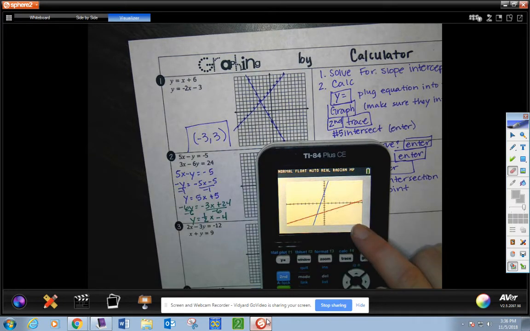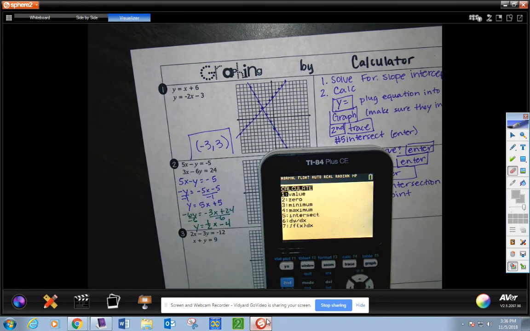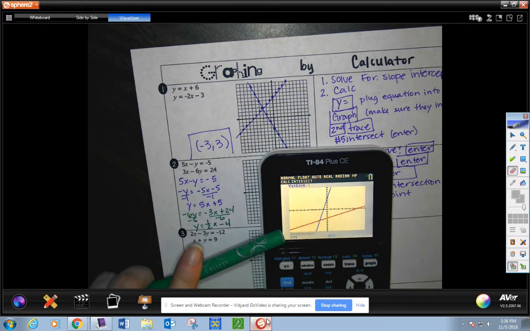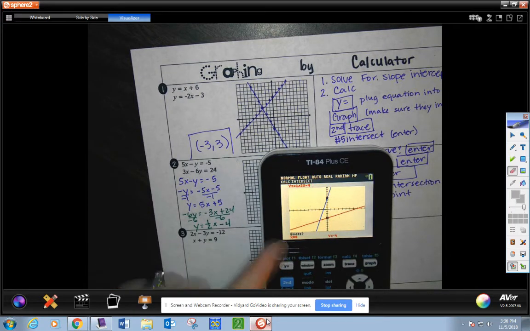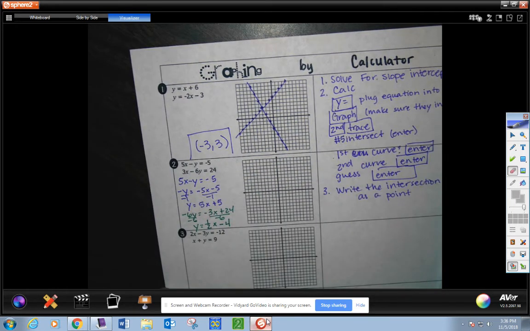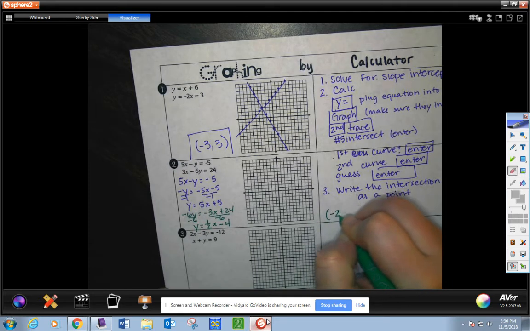Okay, they are intersecting, so we're going to press second trace. We're going to go down to number 5 and hit enter. When it says first curve, hit enter. When it says second curve, hit enter. When it says guess, hit enter. And your intersection is going to be, I'm going to write it right here this time, -2, -5.